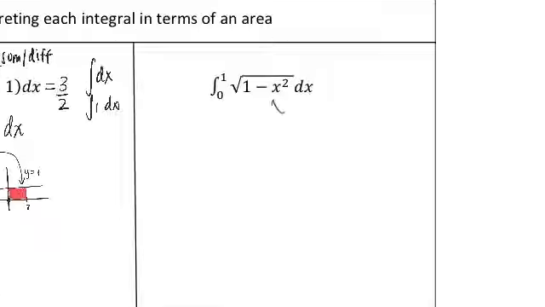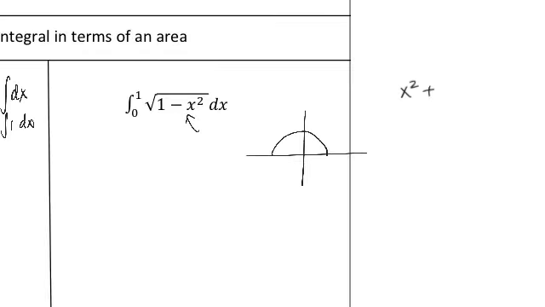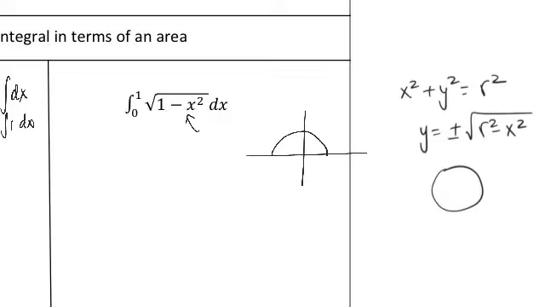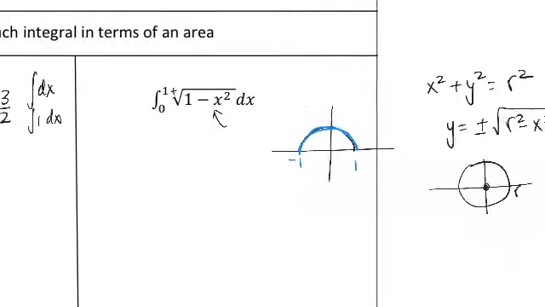This right here is the equation of a circle. This is the top of a circle. The circle equation is x squared plus y squared equals r squared. So y equals plus or minus the square root of r squared minus x squared, right? That would give you the whole circle of radius r centered at the origin. If you're only seeing the positive square root, like we are in this case, then that is the top half of this circle of radius 1, right?